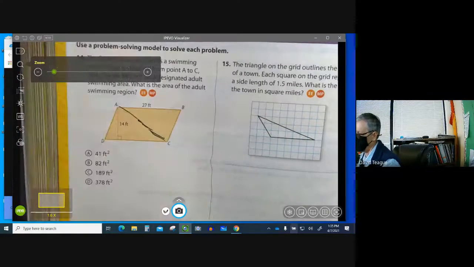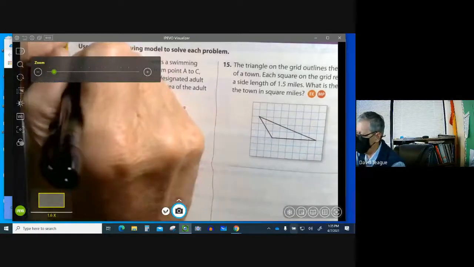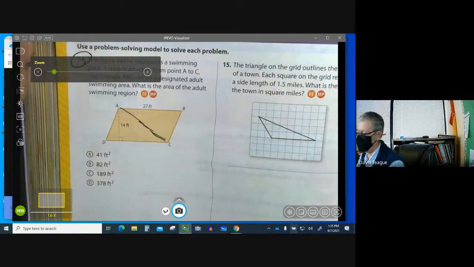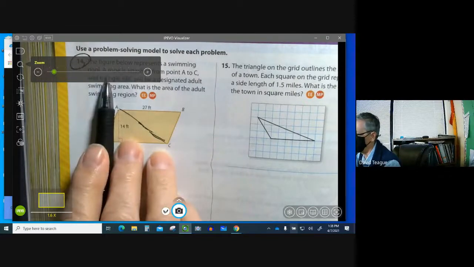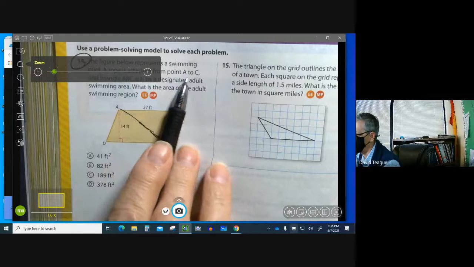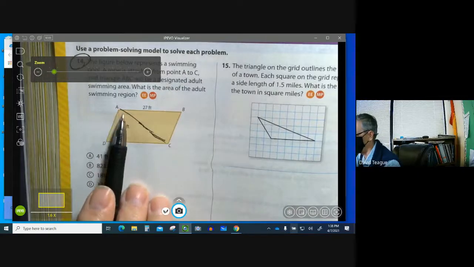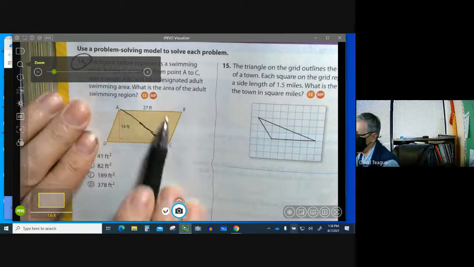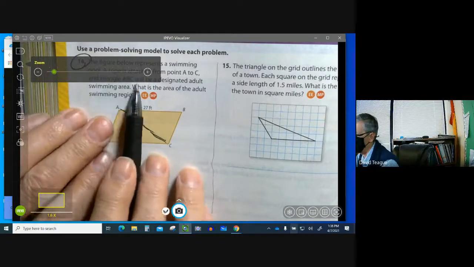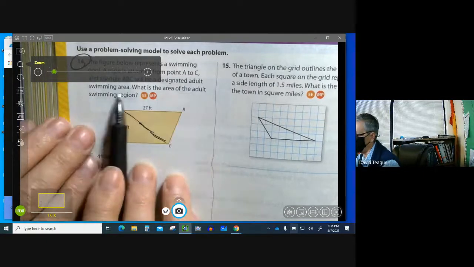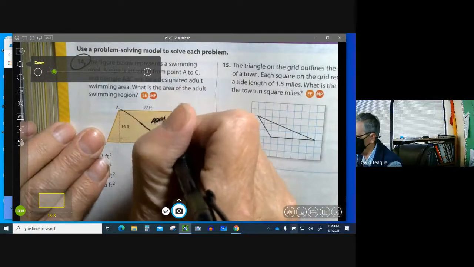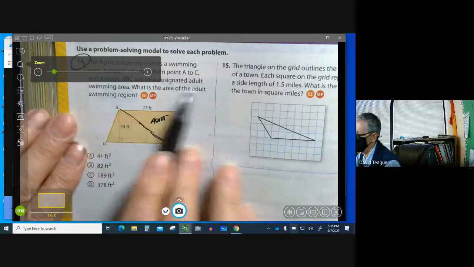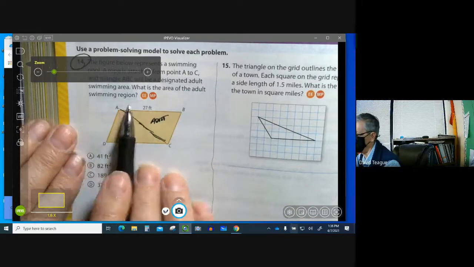So this is page 746. Number 14 is your second question on your Google quiz. It says the figure below represents a swimming pool. A rope is attached from point A to point C. So they have a rope from here to here. And the triangle ABC will be designated adult swimming. So this will be considered adult swimming. What is the area of the adult swimming region?